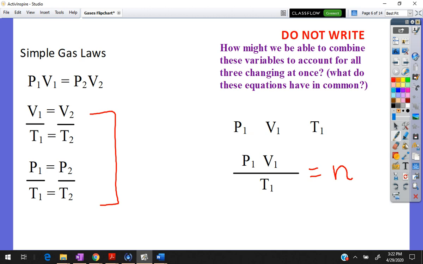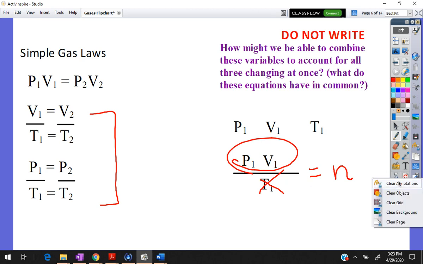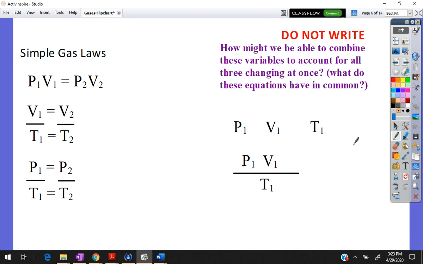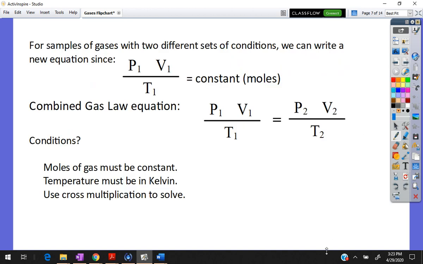If I decided to hold my volume constant, I get my original Gay-Lussac's law of pressure and temperature. If I decided to hold pressure constant, I get my original volume over temperature for Charles' law. And if I hold temperature constant, I get my Boyle's law, P1 times V1. And all of this is going to be set equal to the moles of gas. So we're going to create a combined gas law from this scenario.